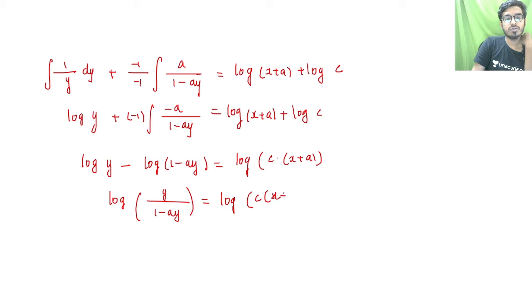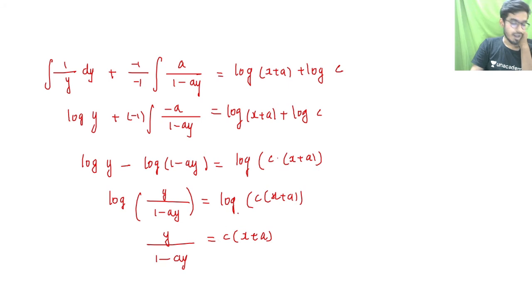Log c into x plus a, so therefore y by 1 minus ay is equal to c into x plus a, is the required solution. Or if you want to bring y to one side, you just collect all the y terms to one side. That will be the required solution. Or y is equal to c times x plus a into 1 minus ay.